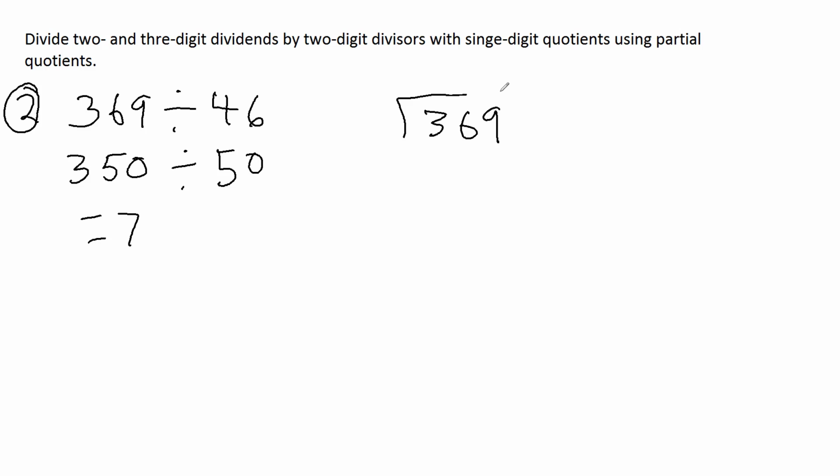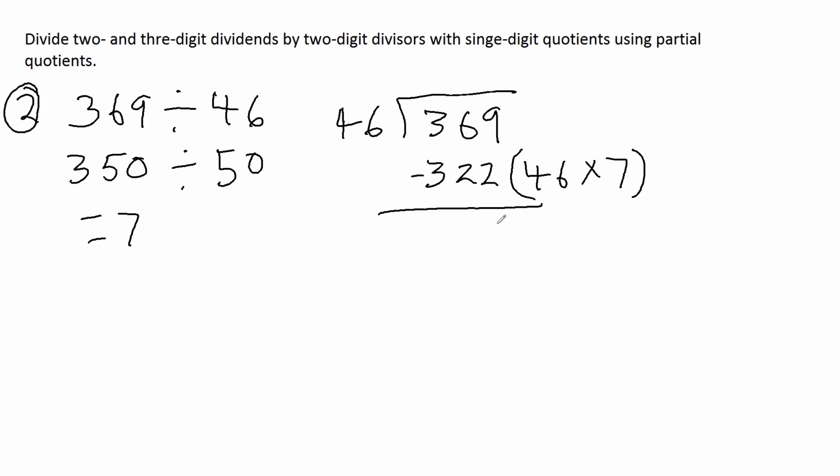We'll then set up our problem, 369 divided by 46, and we said we're going to go with 7. So let's do 46 times 7. Now again, 7 times 40 is 280. 7 times 6 is 42. 280 plus 42 equals 322. We'll then subtract from there.